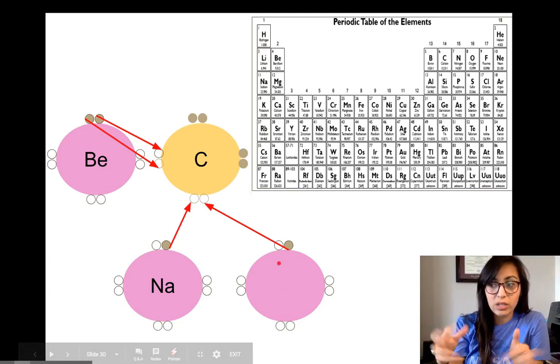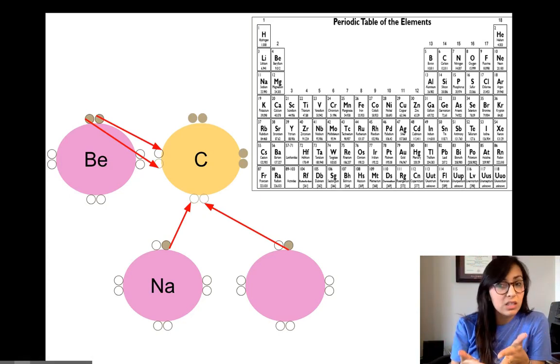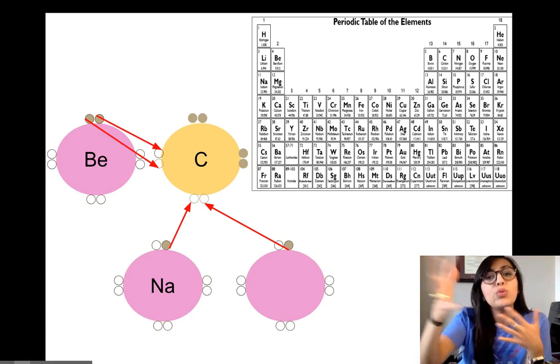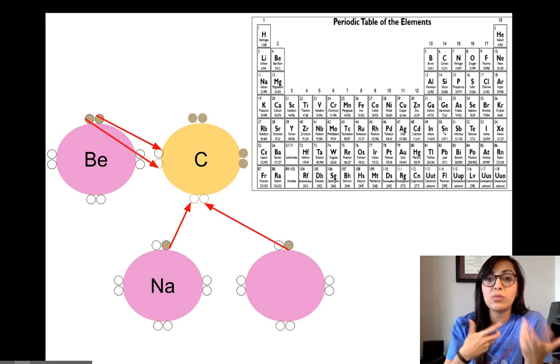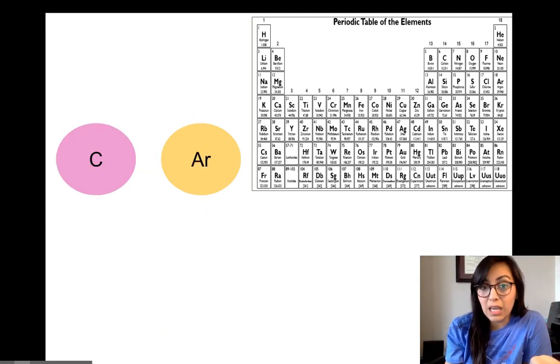Understand? Okay, let me reiterate. Carbon just wants 8 valence electrons. He doesn't really care how he gets it or from who he gets it from. He just wants 8. He's going to bond with anything that makes 8, if he can.